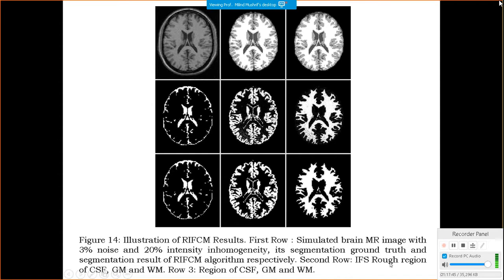So these are the results we obtain for the images with 3% noise and 20% inhomogeneity. Again, the original image, ground truth image, and the segmented image. The second row shows the IFS rough region of CSF, gray matter and white matter, and the third row shows the segmentation using the proposed algorithm.